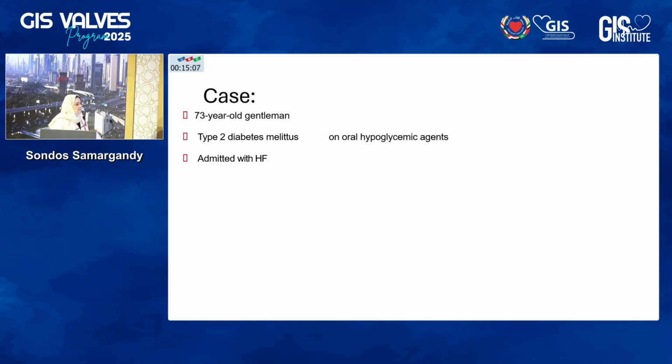And that's where the difficulty with the TAVI is, the asymmetry, and the absence of interleaflet triangles, which makes it more potential for BVL. Okay, so Dr.